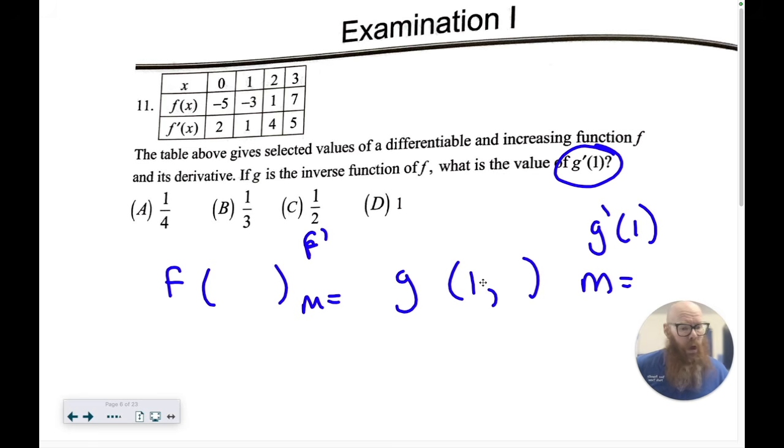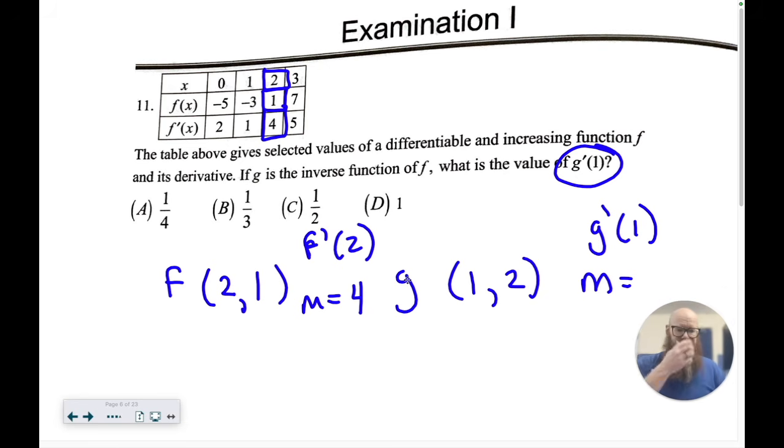But what I do know is that if 1 is the input on the g function, then it's the output on the f function, because they're inverses of each other. Then I go here and say, okay, the f function has an output of 1 when its input is 2. The point (2,1) becomes the point (1,2). The slope here is just f prime of 2, because that's the input, and that's 4. So I really only need this column. Everything else is just to mess with you.